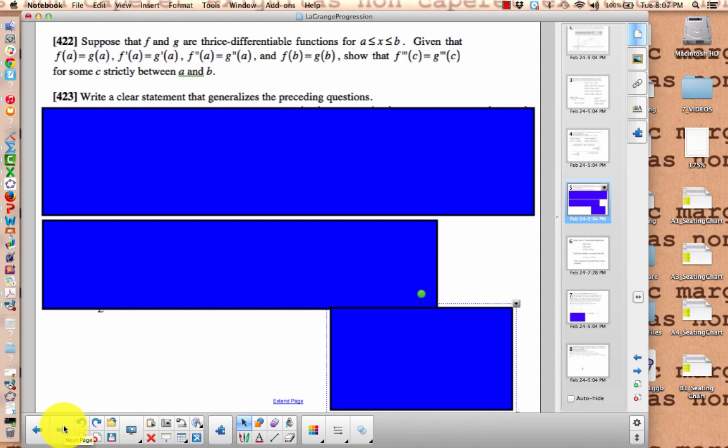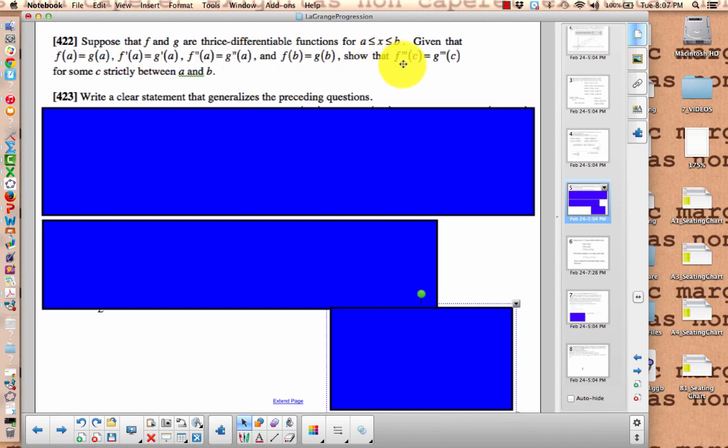This problem asks, suppose f and g are thrice, 3 times differentiable functions between a and b. Given that f of a equals g of a, first derivative of f equals first derivative of g, second derivative of f equals second derivative of g, and f of b equals g of b. So again, you have two intersection points, f of a, f of b, same as g of a, g of b, and then you're given that the first and second derivatives are the same for the two functions at a, the left endpoint. So this is going to have a similar form as the previous problems.